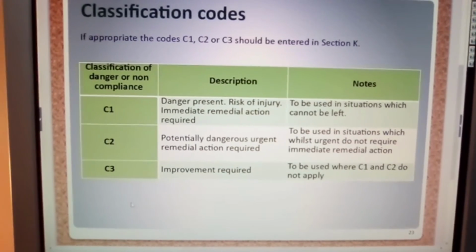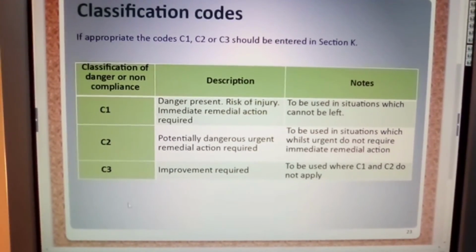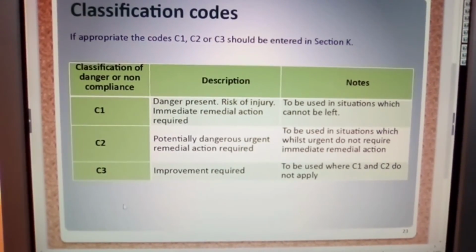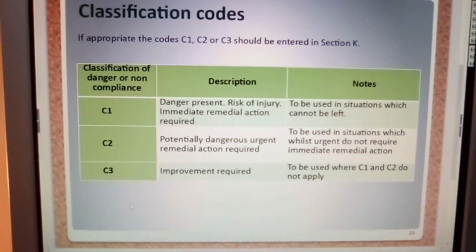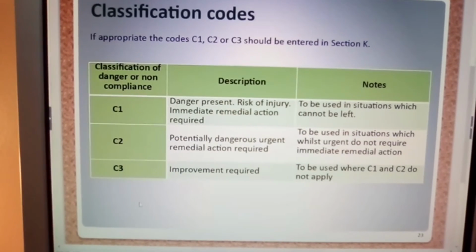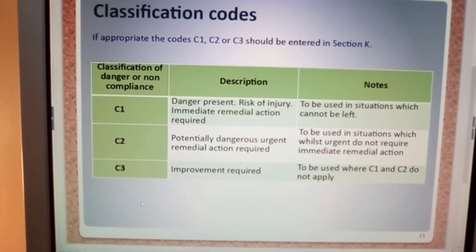C2, potentially dangerous, urgent remedial action required, to be used in situations which, whilst urgent, do not require immediate remedial action. That's just my opinion, but you can see what is required in regards to the testing.